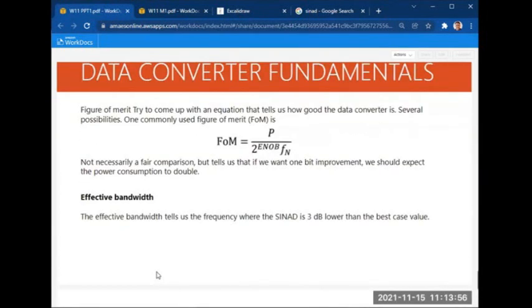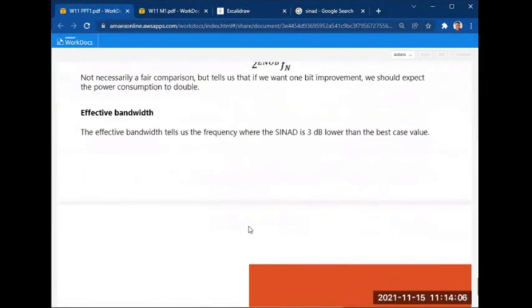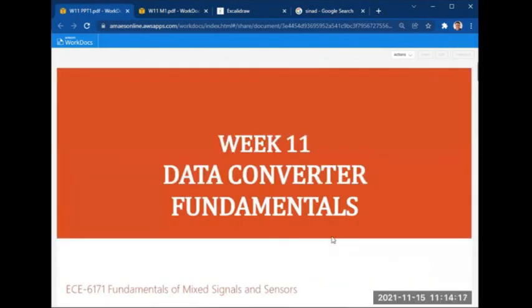Okay, the last one, I think, is the effective bandwidth. The effective bandwidth tells us the frequency where the SINAD is 3 decibels lower than the best case value. Okay, so that's it for our week 11 discussion of our fundamentals of mixed signals and sensors. Again, the topic is data converter fundamentals.